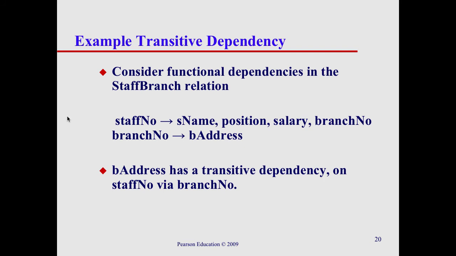So this is an example we have in the staff-branch relation. The transitive dependency is that the branch number determines the branch address, which in fact, when we decompose and put the branch information into its own relation, this transitive dependency moves off into the branch relation.